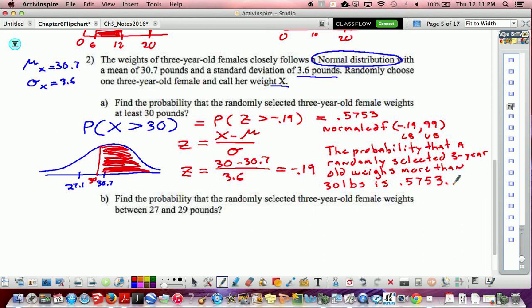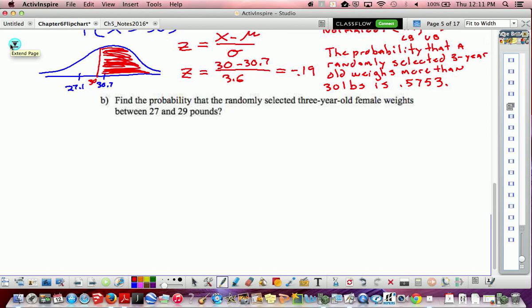All right, one last problem. B says find the probability that a randomly selected 3-year-old female weighs between 27 and 29. Same thing, except just different x values. So I want to know between 27 and 29.